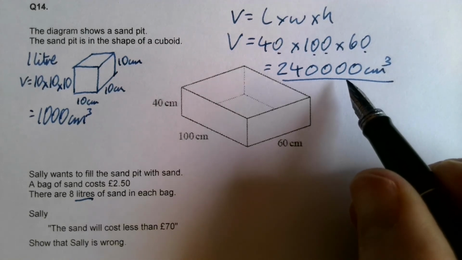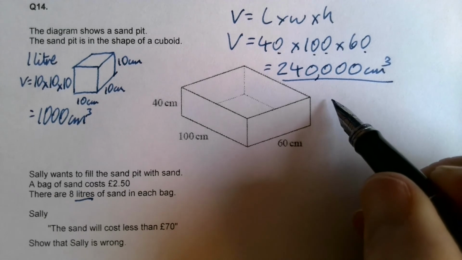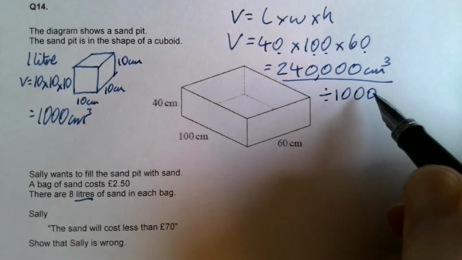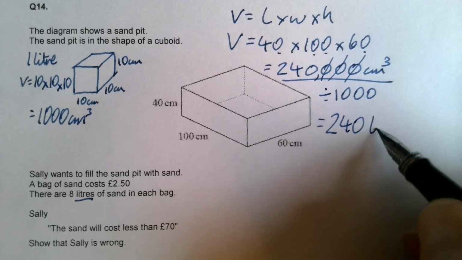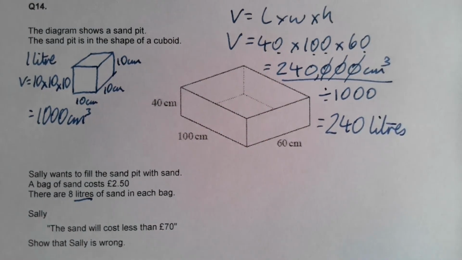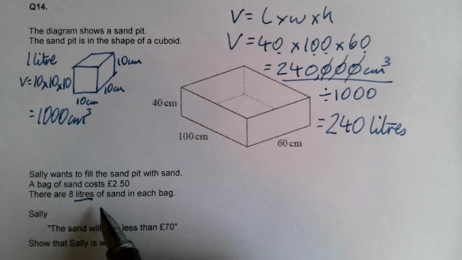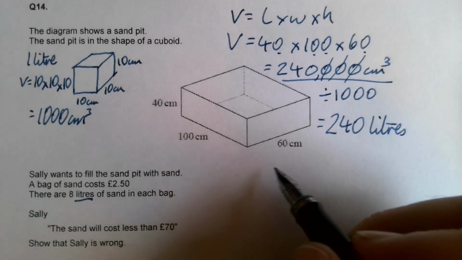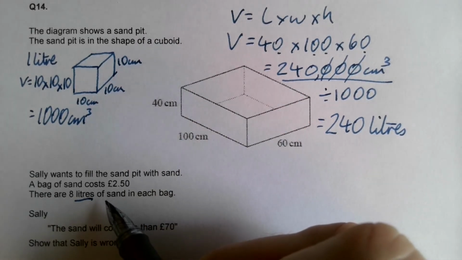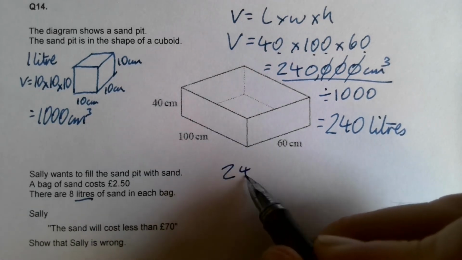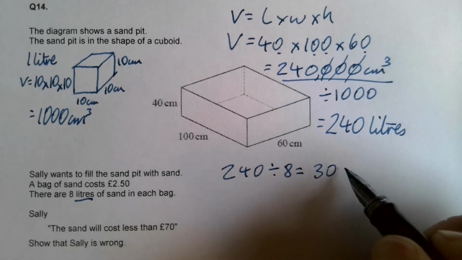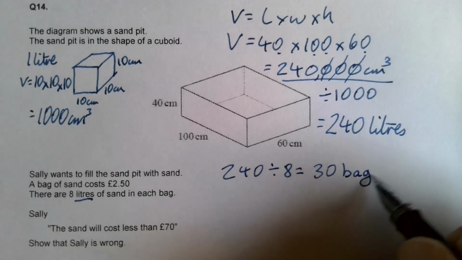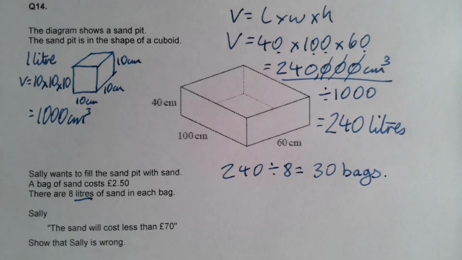So we are going to need to divide 240,000 by 1,000 to find out how many litres. So if we divide by 1,000, that just means 1, 2, 3 is going to equal 240 litres. And we definitely get a second mark for showing that. Now there are 8 litres of sand in each bag, so we need to know how many bags. So if each bag has got 8 litres, we need to do 240 divided by 8. Well, 8 goes 3 times into 24, so 30 times into 240. So we can say that there are exactly 30 bags needed.